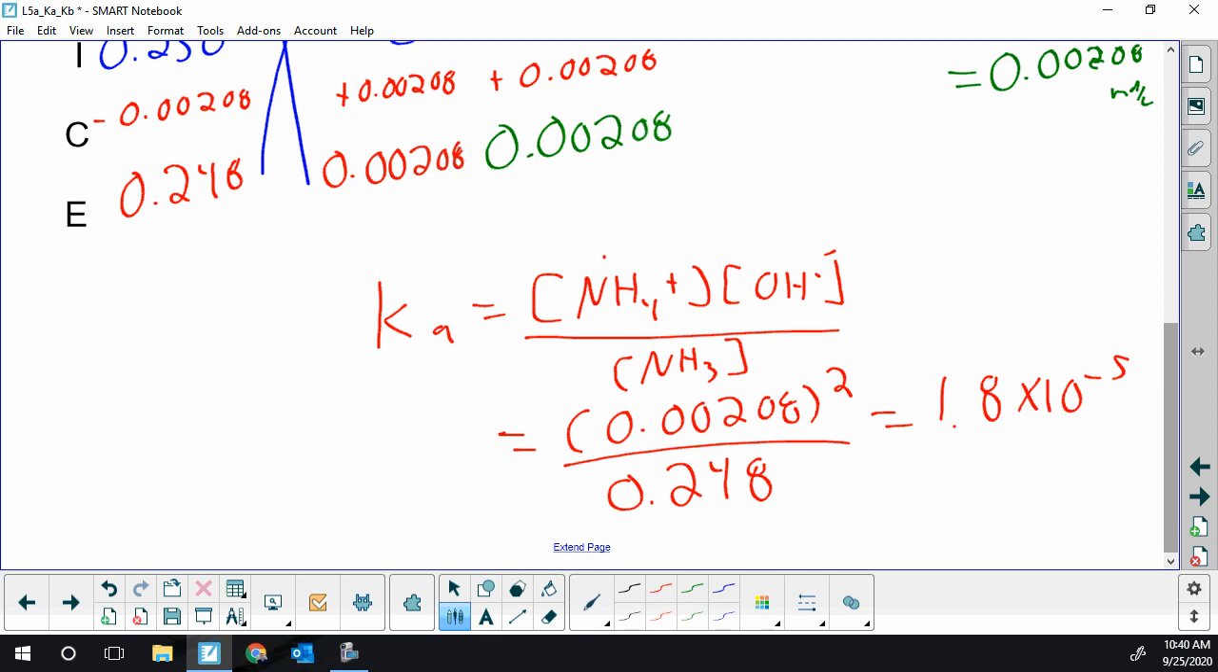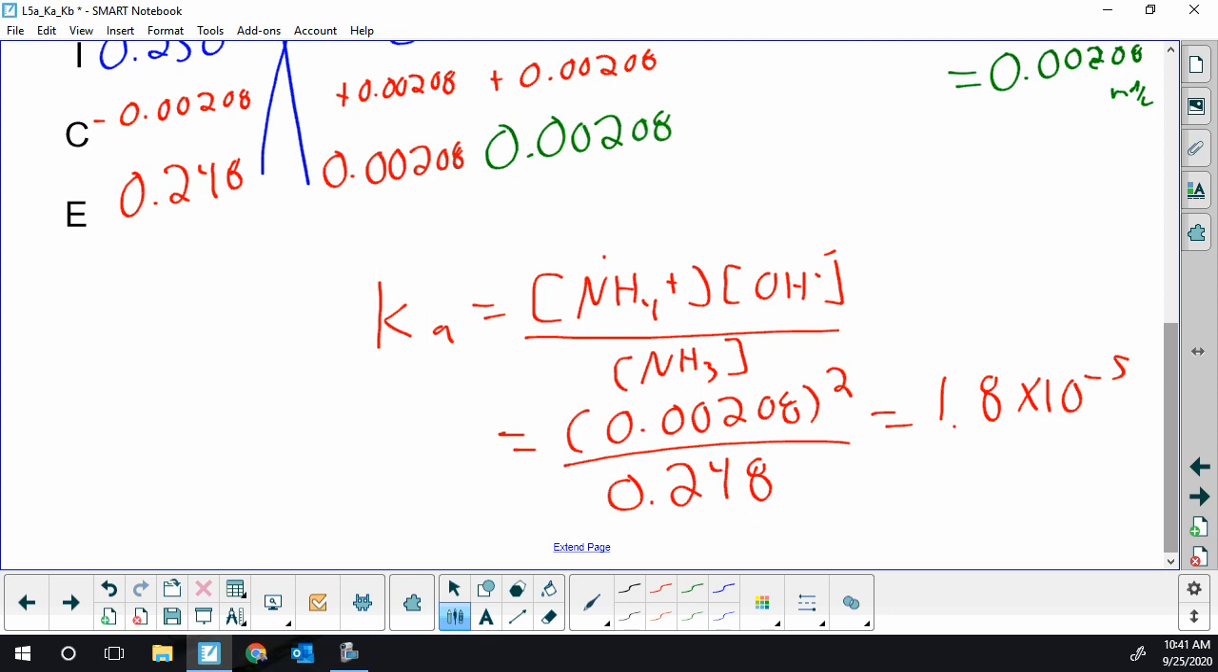So how does this compare to our data booklet for ammonia? Am I anywhere near the value in the book? So I got 1.8 times 10 to the minus 5. We could find ammonia. It's right in here. There's ammonia, and the value is not anywhere close. 5.6 times 10 to the minus 10.